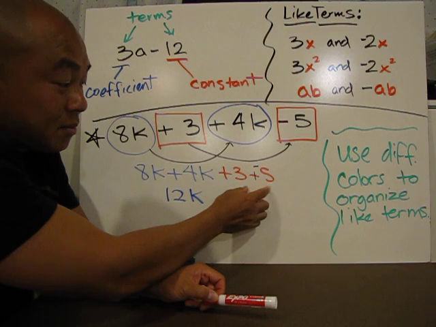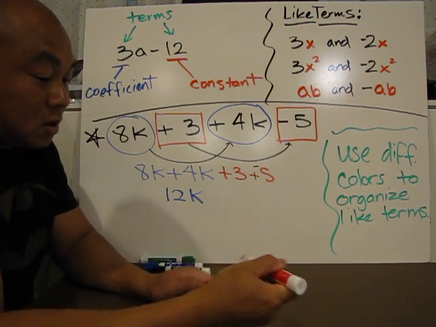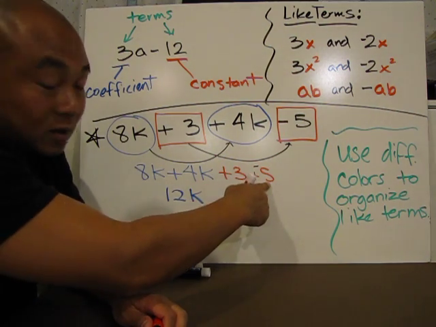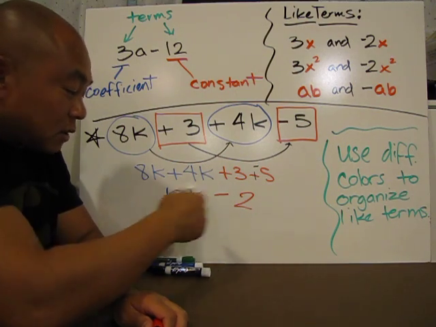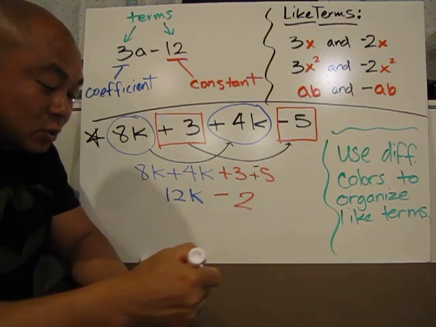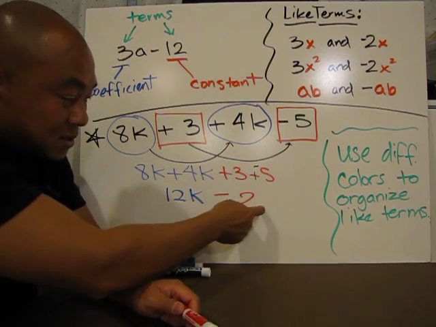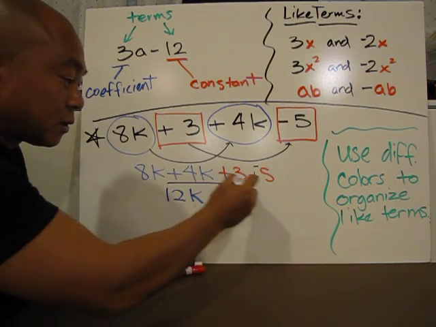Since they are different numbers, you're going to subtract 5 minus 3, which will give me a 2, and then take the sign of the larger number, which would make this a negative. So this is 12k minus 2. And again, you can check to make sure, can I combine these two? And the answer is no, because this does not have a k. So my answer is solved right here.